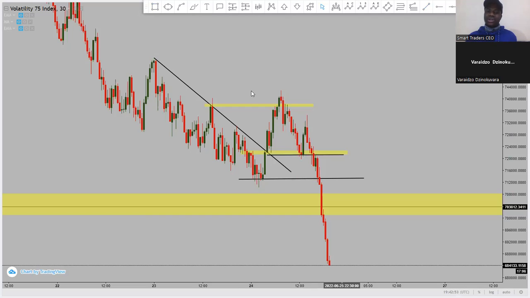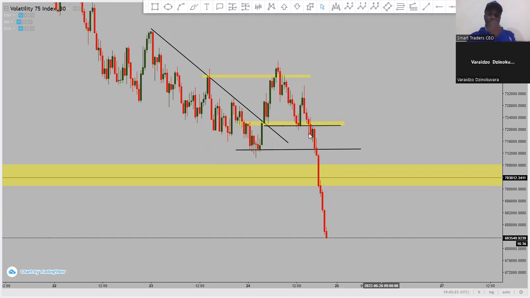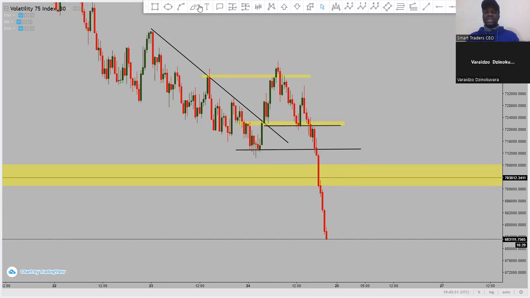Market structure, according to the 4 hour, was still bearish. As I showed you, price never created a higher high. It still continued making lower highs and lower lows. So as long as market structure is still bearish, on every break of these lows, you enter, because price is still going to create lower lows, meaning if you enter after the break of this low, it's going to create a lower low. So that is the whole concept.